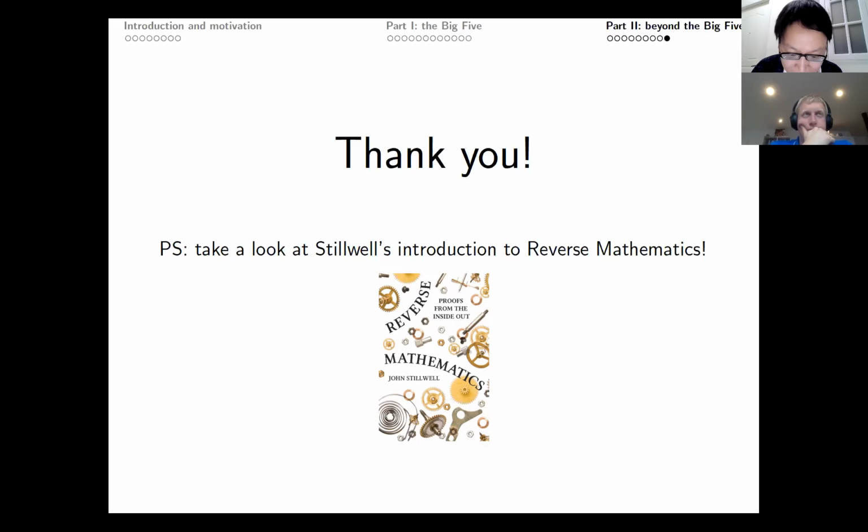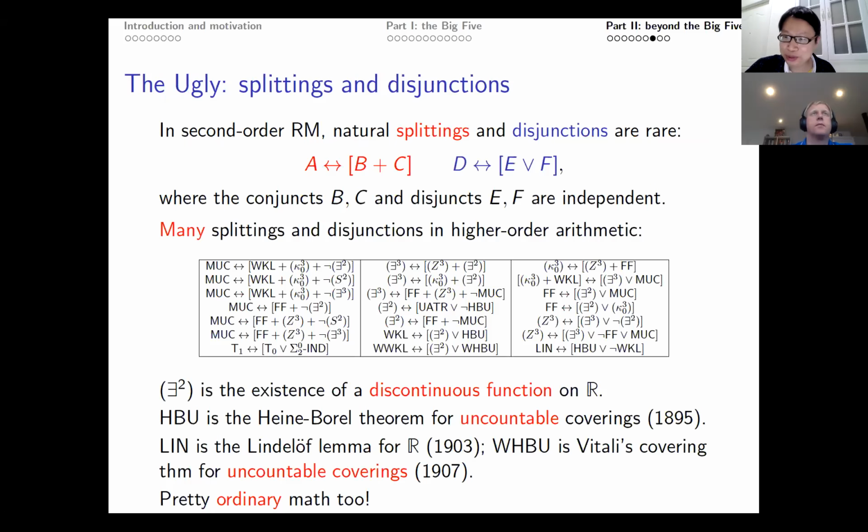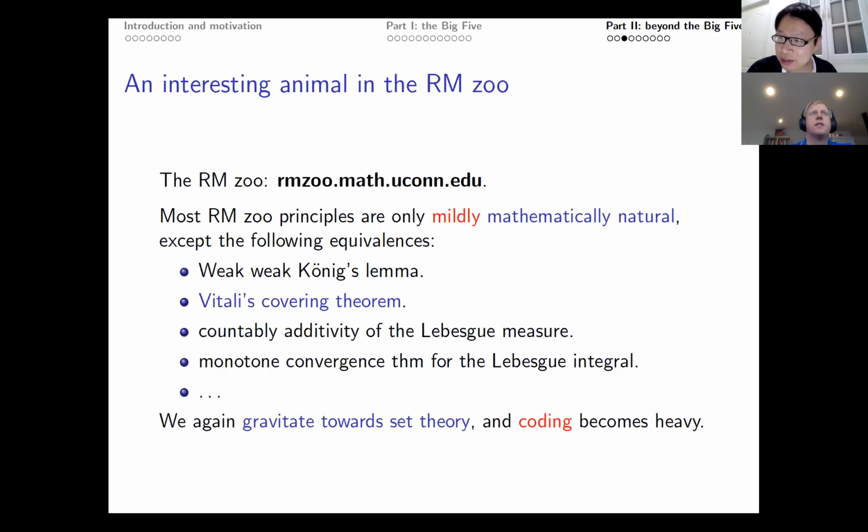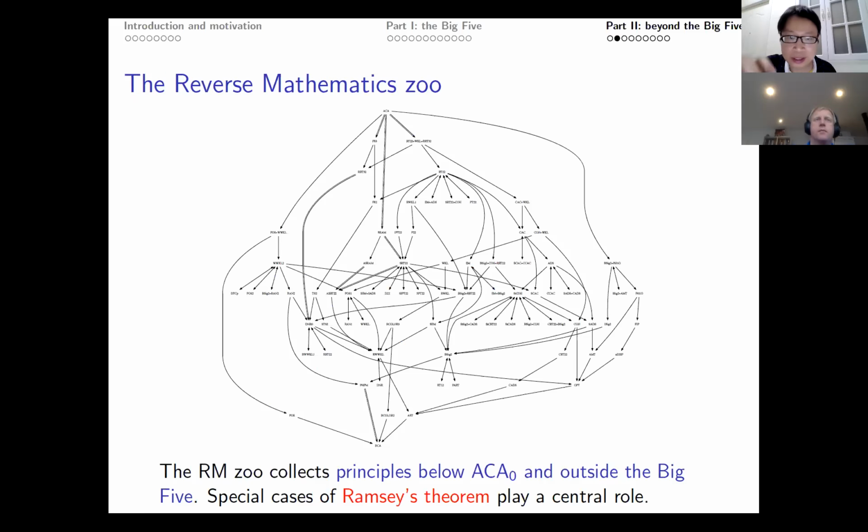In your slide, you have the RM Zoom. In that map, the top node is ACA0, right? Yeah, ACA0. So how about the system between ACA0 and Pi11CA? So it's another map, right?